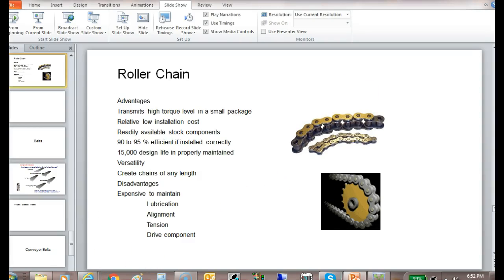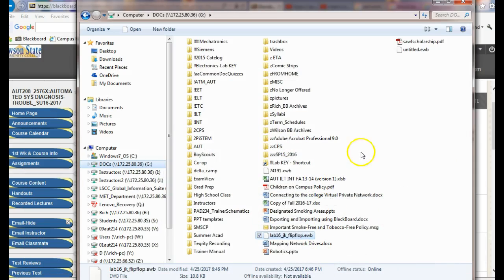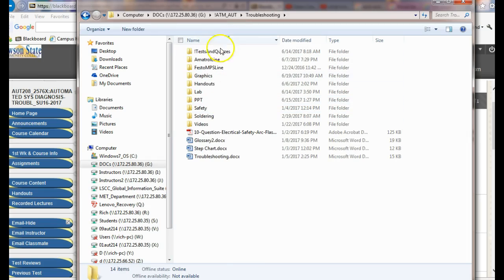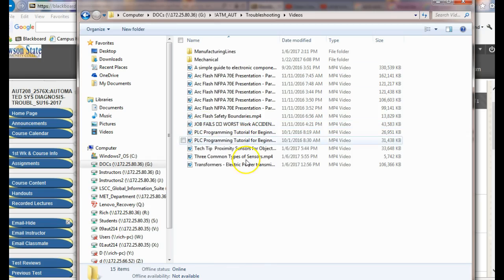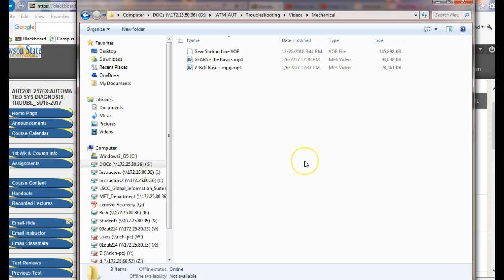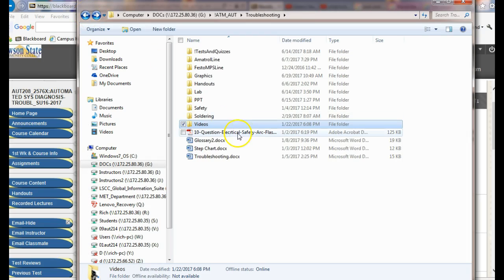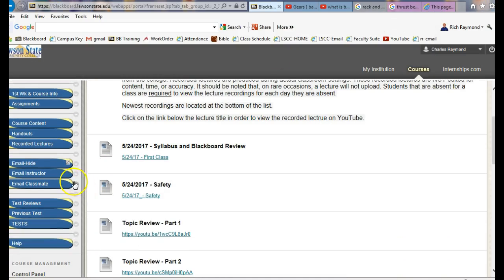I don't know if this one's on there, guys. There's V-belts, years. I don't even think it's up on Blackboard. Let's look and see. So where's Blackboard?